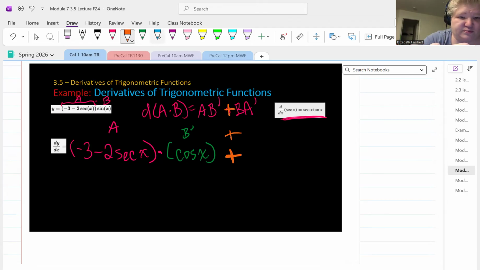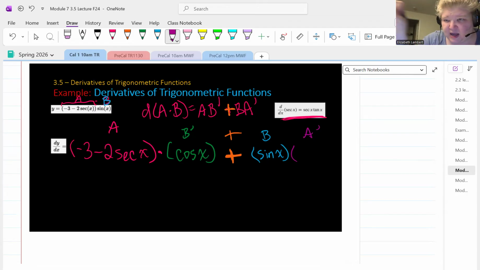Now we're going to do B, which is just sine x. And now we're going to do A prime. So A prime is going to be a little bit extra. So I have -3. That is just a constant, because then it's minus something else. So anytime I have a sum or difference, addition or subtraction of several things, I can do each one of those things on its own. So -3 on its own is a constant.